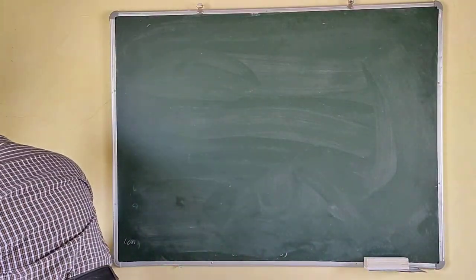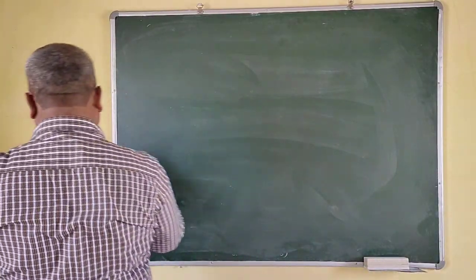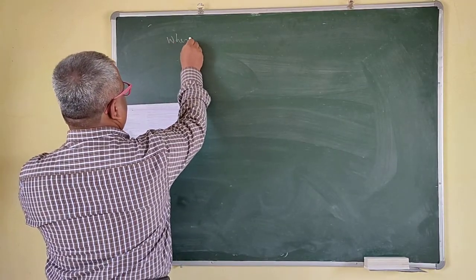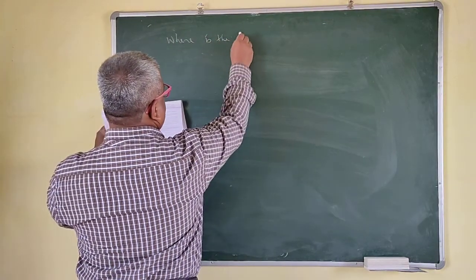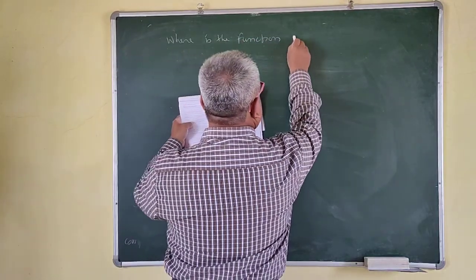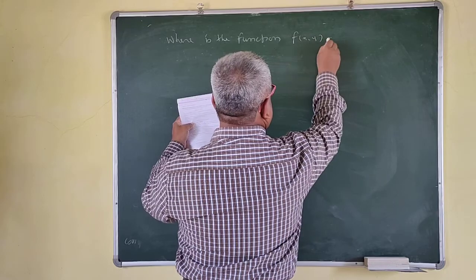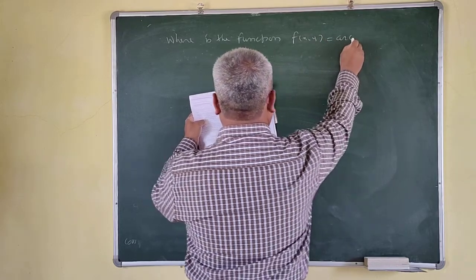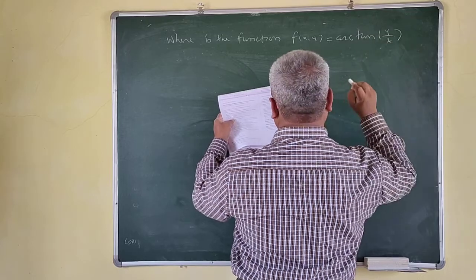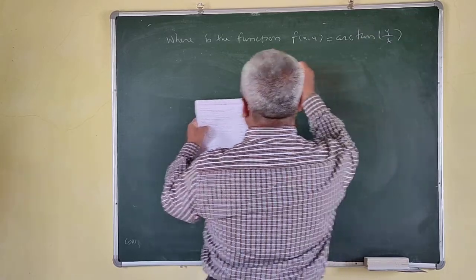Now next, where is the function f of (x, y) equal to arctan of (y upon z) continuous?